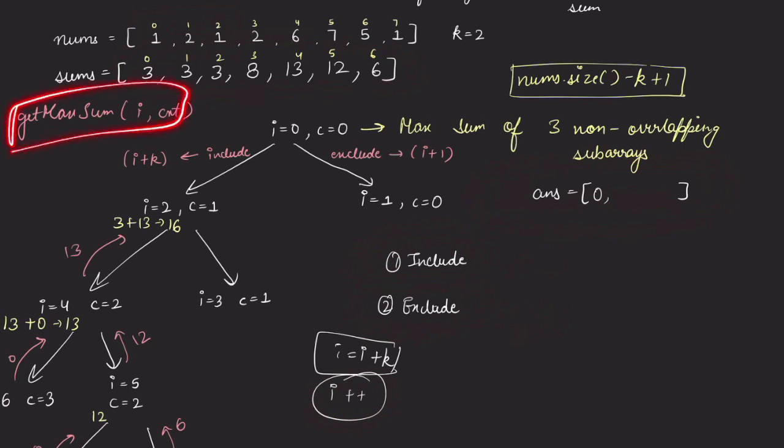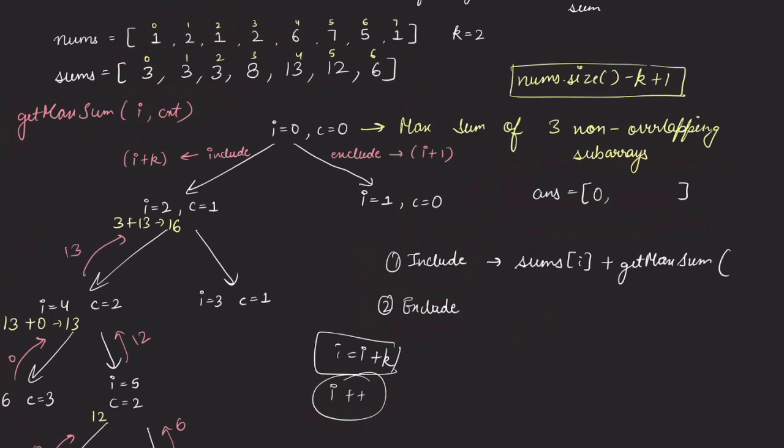So this is the function. See, this entire thing we had done to find out these particular things only. When I am including it, what will I do? I will take the sum at that particular index. So in my sums vector at the index I, whatever it is, I will take it and then I'll call my get max sum function. And now what am I going to pass in this? So this was receiving an I and a count. What will be the I? Now I have taken one subarray over here.